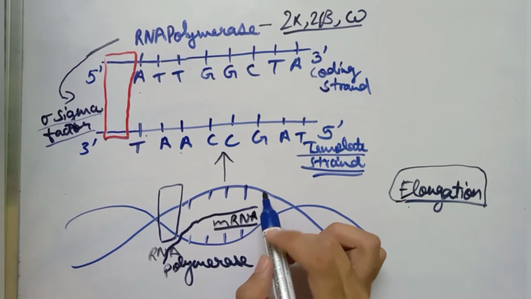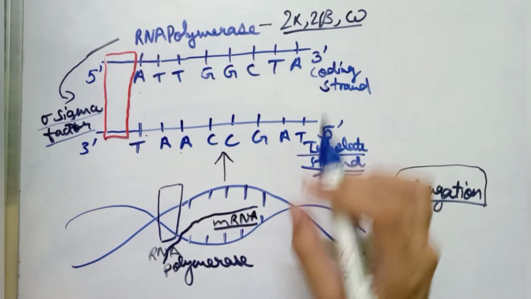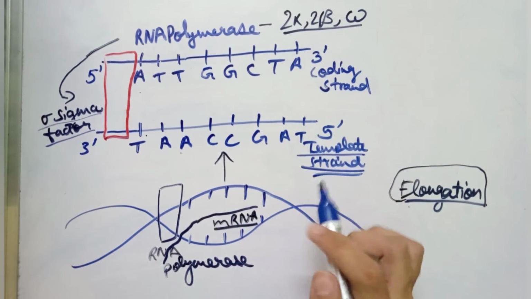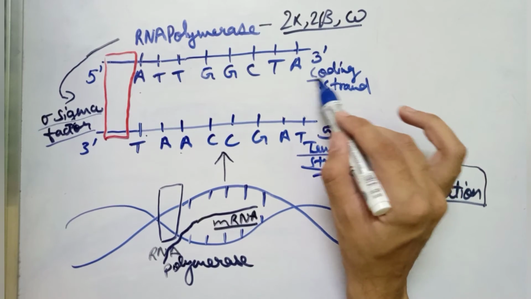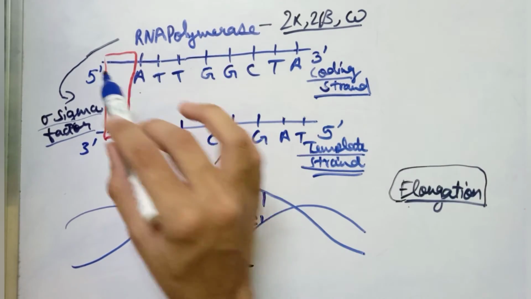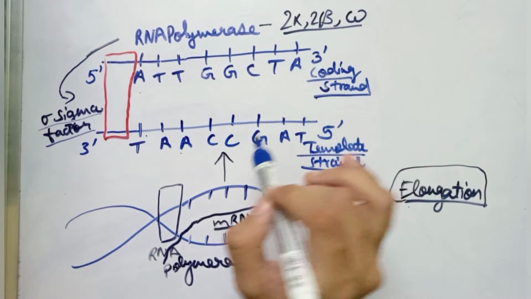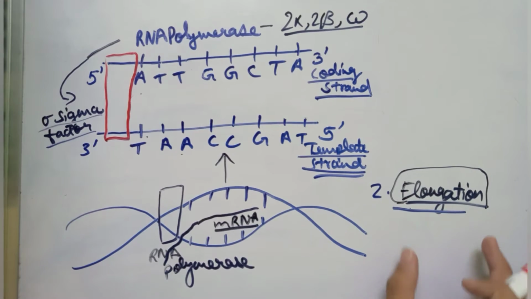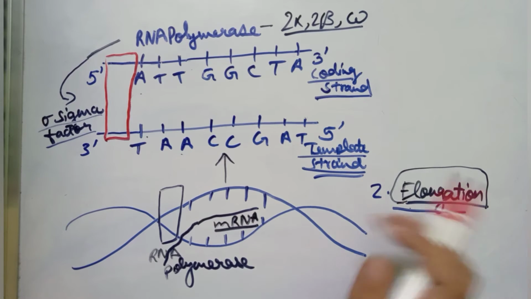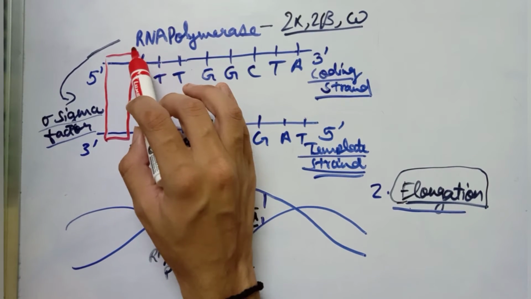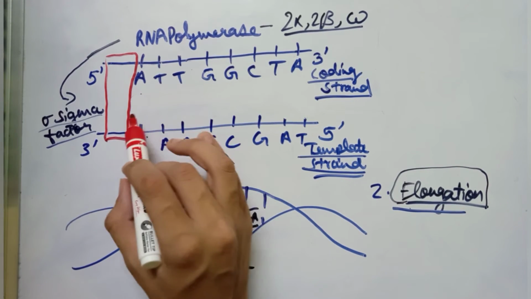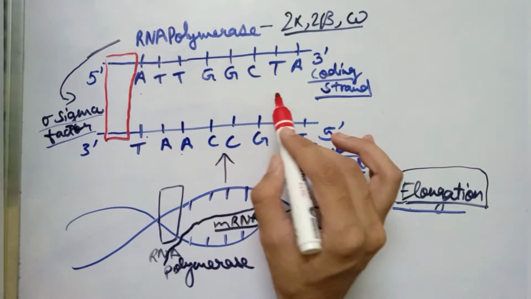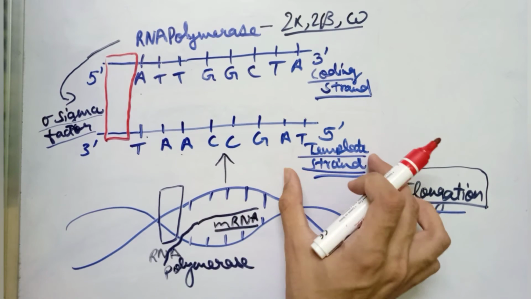So I have drawn these two strands here, which need to be transcribed. The first strand is known as the coding strand, which is from 5 prime to 3 prime in direction, and the second strand is known as the template strand. Now in this second step of transcription, the elongation, the RNA polymerase will simply come here and see the template strand and will start transcribing the mRNA according to the template strand.